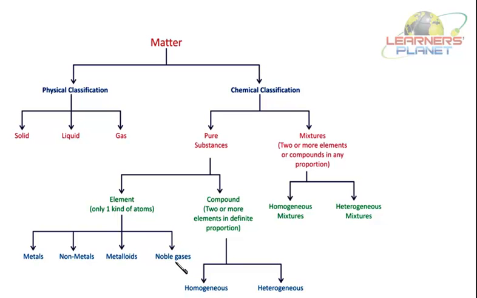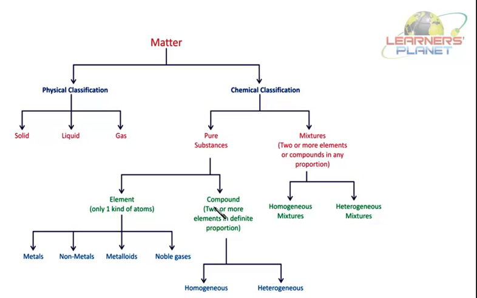Then there are noble gases. Noble gases are helium, neon, argon, krypton and xenon. Now why are they called noble gases? Because they do not react with any other compound. They are stable and they exist in monoatomic states. Like helium, it exists as He, that is one helium atom. This is stable. They do not react.